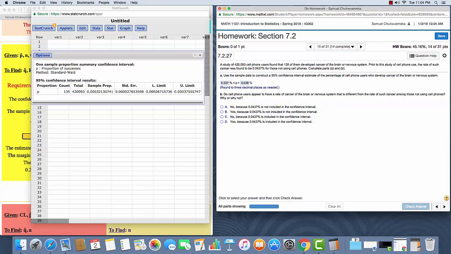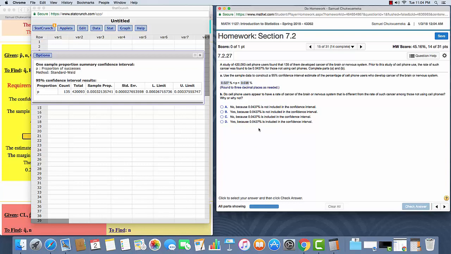Do cell phone users appear to have a rate of cancer of the brain or nervous system that is different from the rate of such cancer among those not using cell phones? So among those not using cell phones, the proportion was 0.0437%. As you can see, this is not included in the confidence interval for cell phone users.